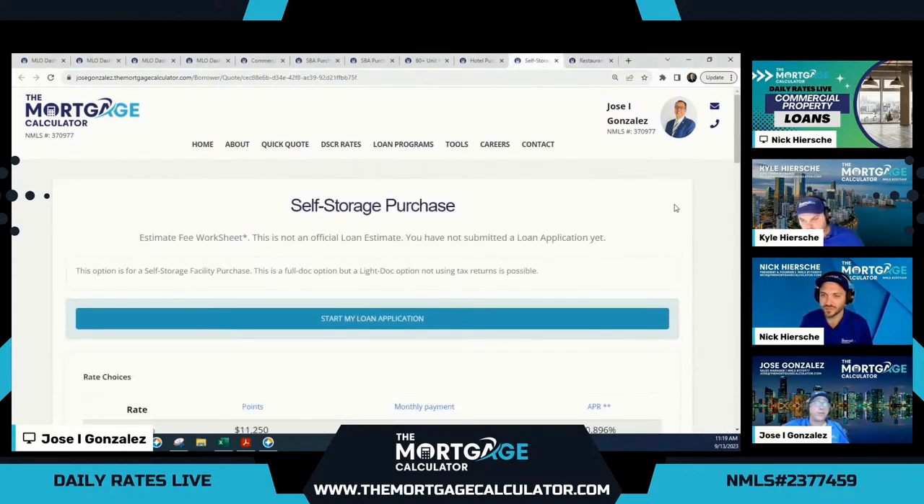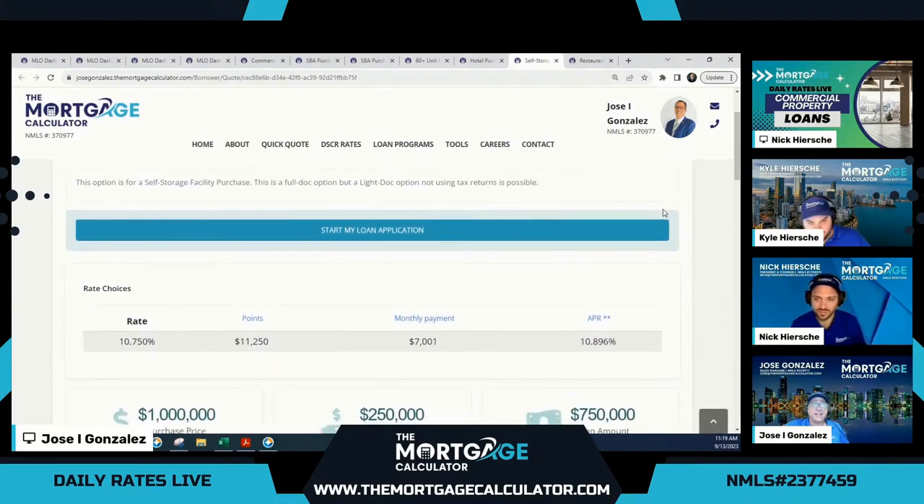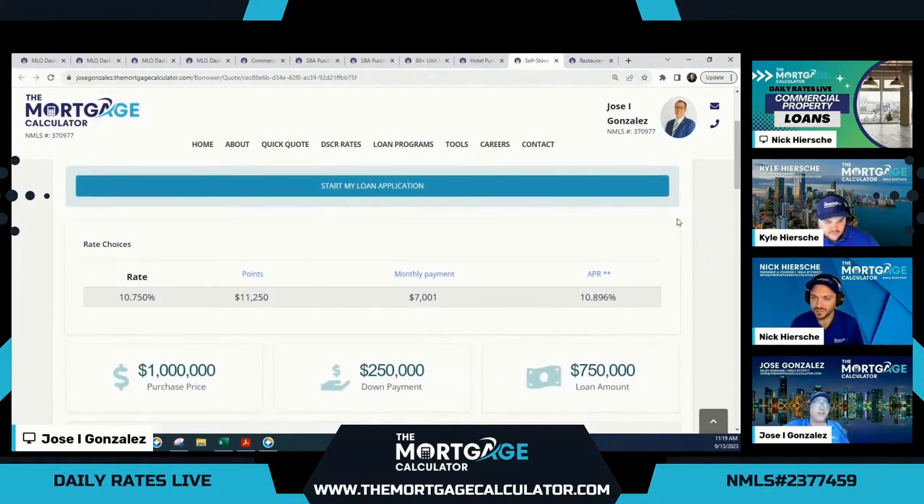Self storage facilities are very popular now. Now this is a full doc option, but they also offer a light doc option that does not use any tax returns. They're going to vet it on the bank statements of the borrower, and they do have a DSCR option as well, like Nick was mentioning. So again, in this case, we're looking at 75% LTV, rate 10.75%.